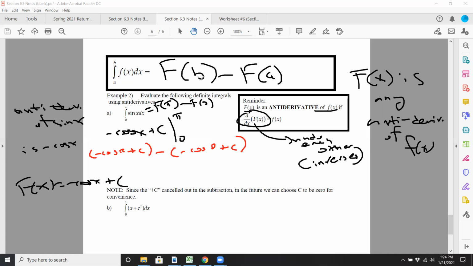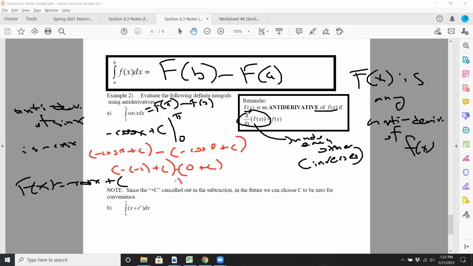Again, capital F of b minus capital F of a is how you evaluate a definite integral. We're using the antiderivative. So that's why I did capital F of pi minus capital F of 0, since my limits of integration were 0 and pi. Well, what's cosine of pi? That's negative 1. So negative negative 1 plus c. And cosine of 0 is 0, so 0 plus c.